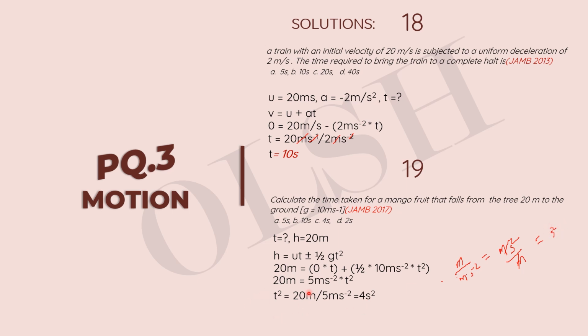So we find the square root of both sides. So we're going to have root t squared equal to root 4 s squared, which will give us 2 s, because square root of 4 is 2, square root of s squared is s. So we have our answer as 2 s.